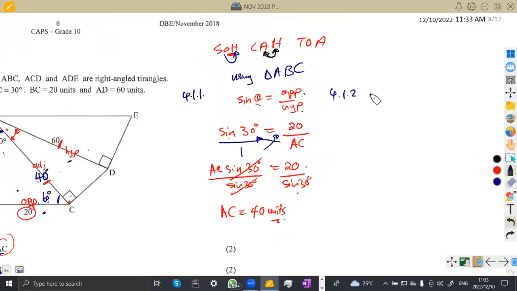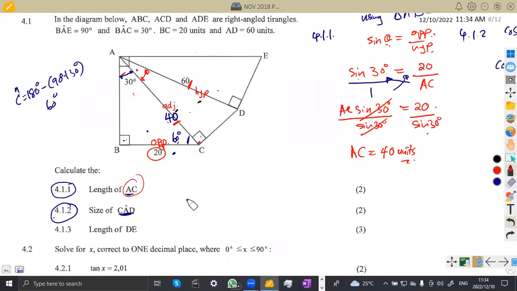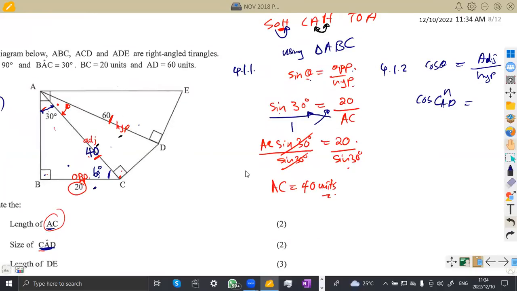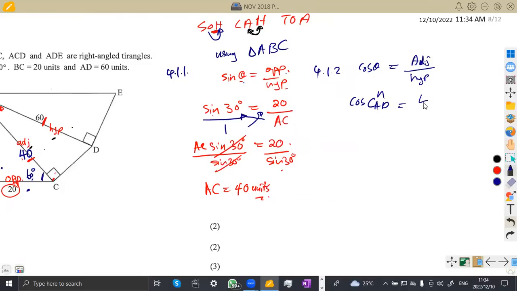We need cos theta. So cos theta is equivalent to the adjacent over the hypotenuse. So you can substitute, which is cos theta, which is the angle that we are supposed to calculate here, which is CAD, this angle CAD. So it's cos CAD. Cos CAD is equal to the adjacent over the hypotenuse. So the adjacent here is 40, the hypotenuse is 60. So it is going to be 40 over 60. All right. So that's what you're going to have. So to find the angle CAD, remember what you need is to find the angle CAD.